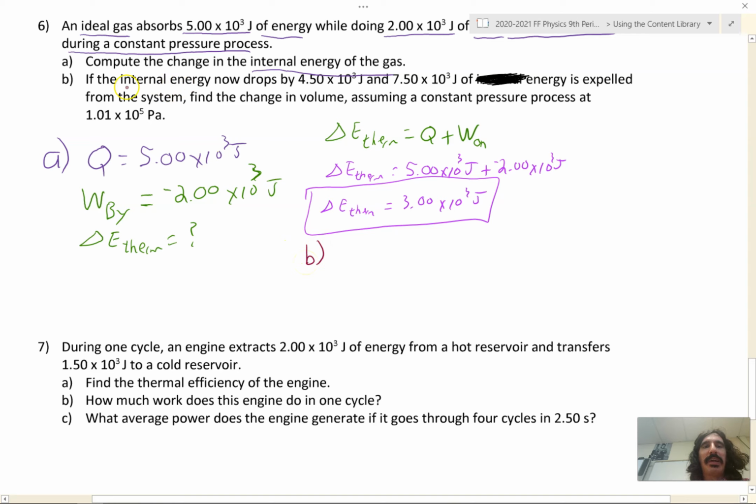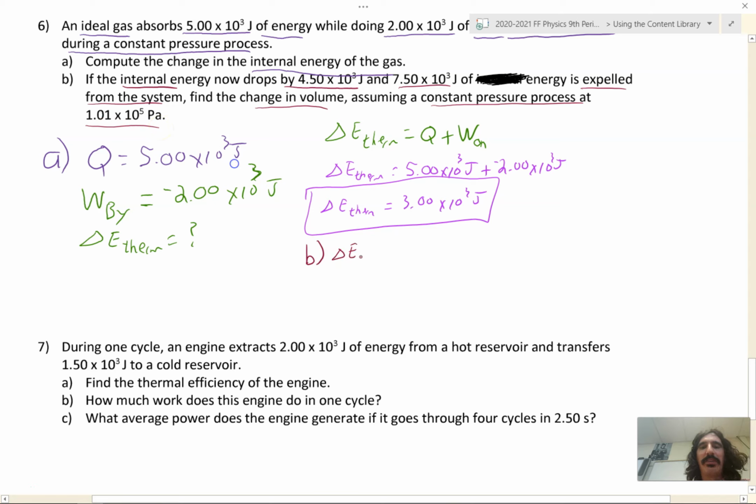Letter B. If the internal energy now drops by 4.50 times 10 to the 3 joules, and 7.50 times 10 to the 3 joules of energy is expelled from the system, find the change in volume assuming a constant pressure process at 1.01 times 10 to the 5th pascals.